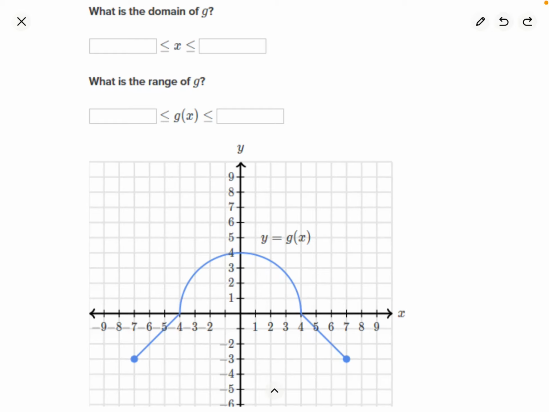Mr. H. Hey, I wanted to do a really quick video on how to find domain and range using rectangles. So I'm going to do two examples and then hopefully that'll help.